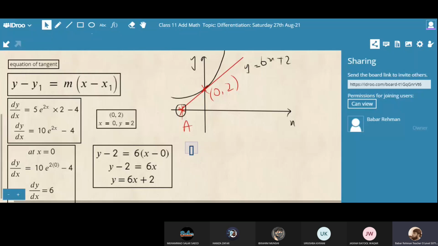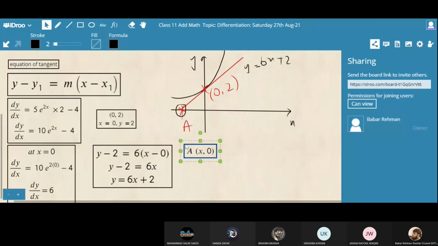Yes, Hamza? Y will be 0. Very good. So coordinates of A, x is x. Whether it will come negative or positive, I will only write x. Automatically, my answer will come. So now we have to find the coordinates of A. But I know the y is 0, but I don't know what is x.